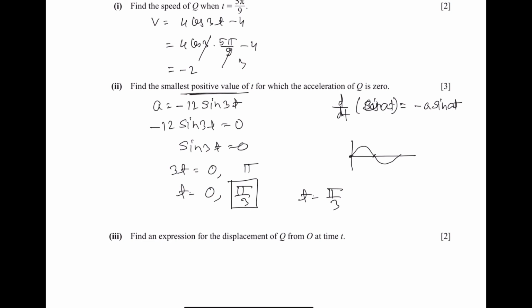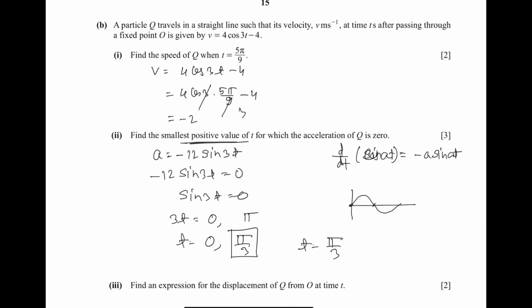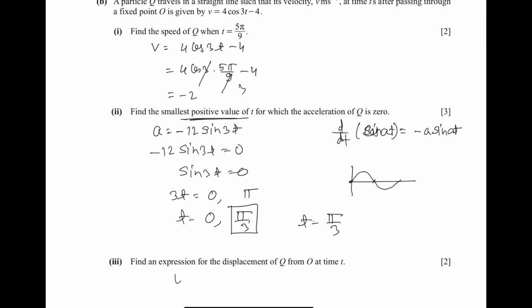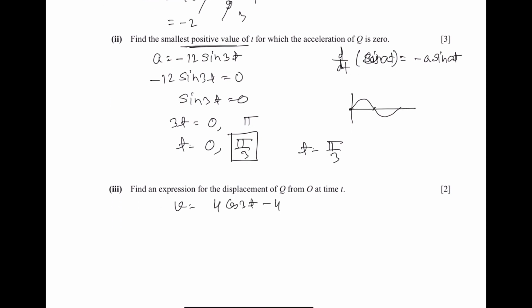Now find an expression for the displacement. We know if displacement is differentiated, we get velocity. So in reverse, if velocity is integrated, we get displacement. So v equals 4 cosine of 3t minus 4. Let me integrate. So s equals 4 by 3 sine 3t minus 4t plus c.